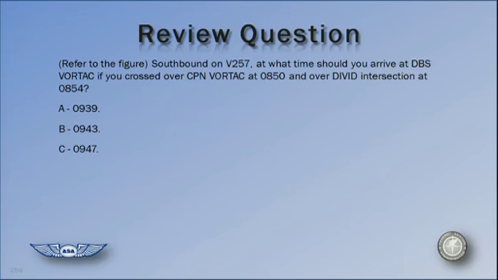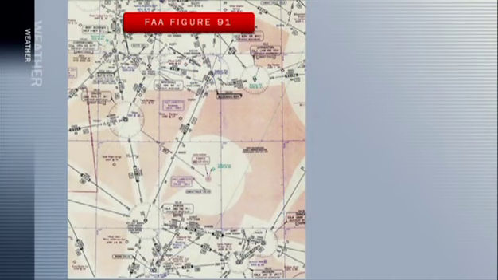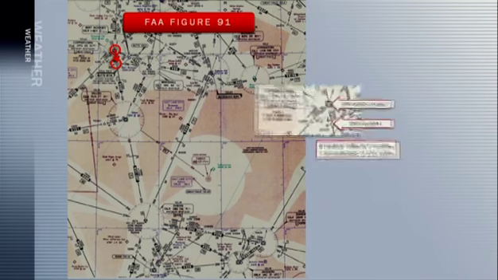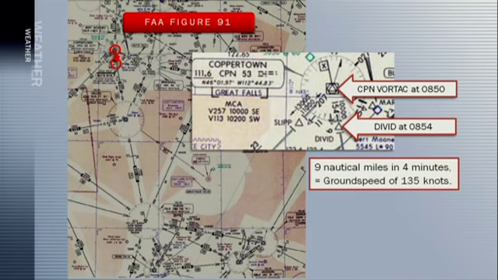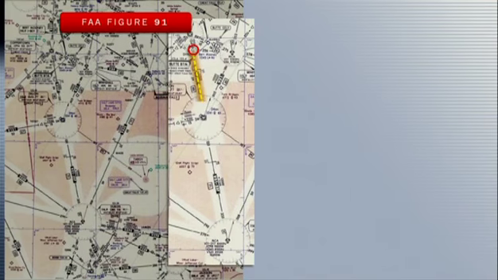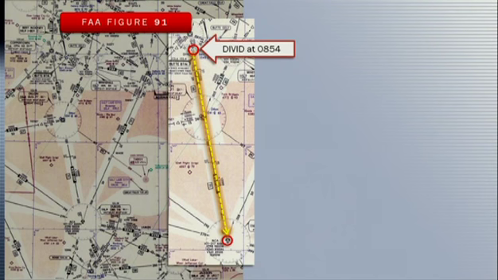Well, in order to arrive at this, we do have to look at our figures. Here's figure 91 from the FAA. Let's zoom in to the 2 points of interest, CPN Vortac at 0850, Divid at 0854. We see that at Divid, the 9 nautical miles in 4 minutes equals a ground speed of 135 knots. So now we have our ground speed. We go back and look at our planned flight at Divid at 0854.